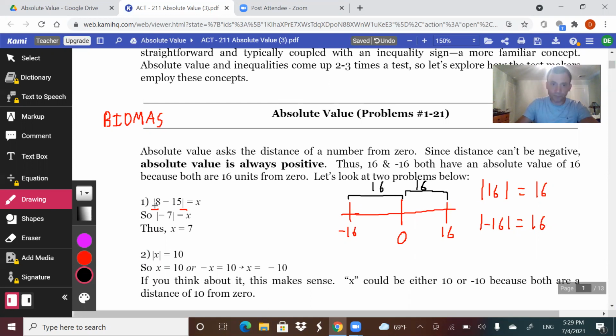So if we're looking at this problem, the mistake a lot of people make is they take this minus 15 and they make it a positive 15. You don't want to do that yet, because you need to solve what's in the brackets before you actually apply the absolute value. So instead of making that a positive 15, you do the math. 8 minus 15 is negative 7. And now that you've done the math within the brackets, you apply the absolute value, so the output would be 7.